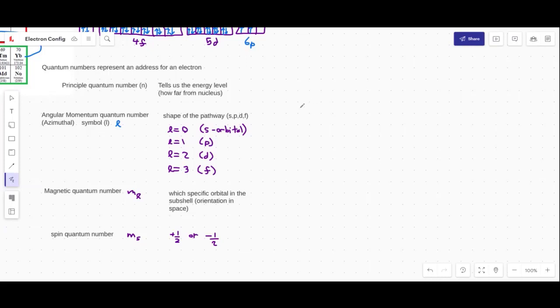Let's take a look at an example. I'll show you how to determine what the quantum numbers are for any particular electron in a substance. If we do the electron configuration for phosphorus, it ends up being 1s2, 2s2, 2p6, 3s2, 3p3. This is the electron configuration for phosphorus.